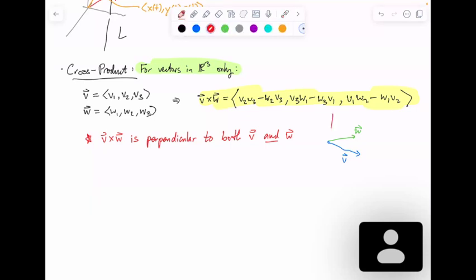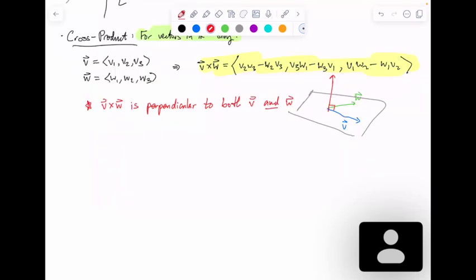The resulting vector might look something like this. The scaling is completely off, I apologize. But the picture here is, if I have some sort of plane where V and W live, then this vector here is perpendicular to both of these. So it's perpendicular to the plane itself. And you could take this as a fact.